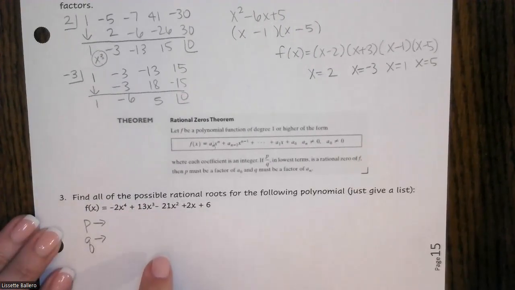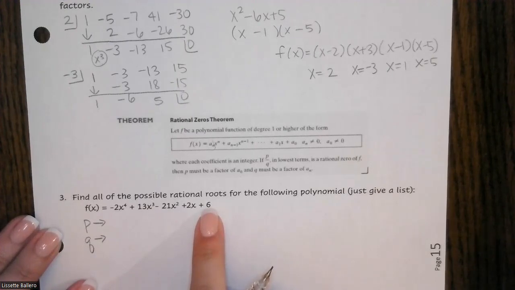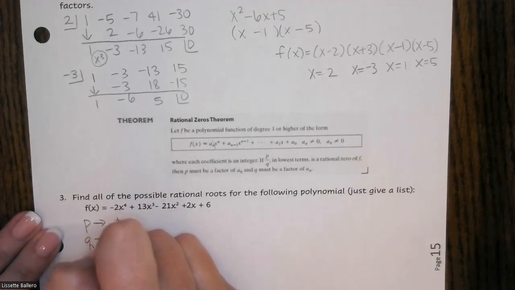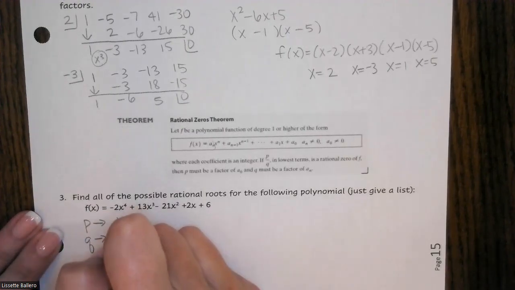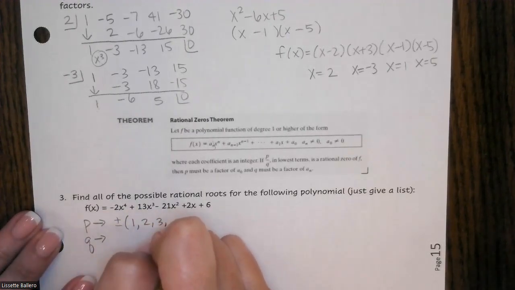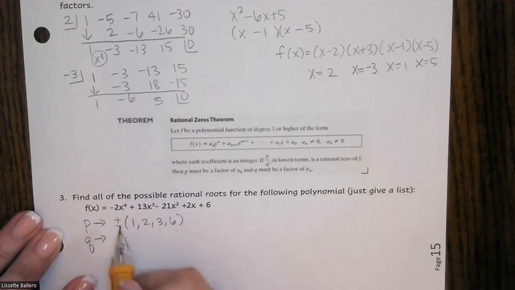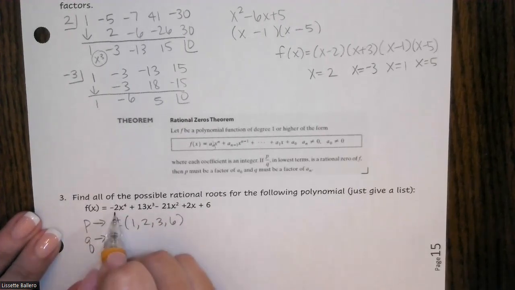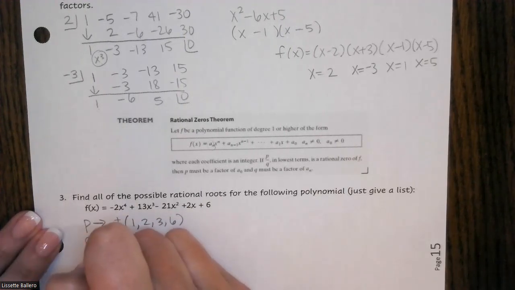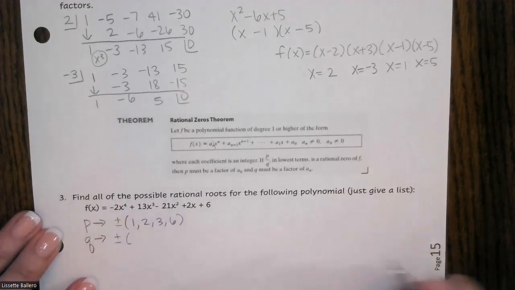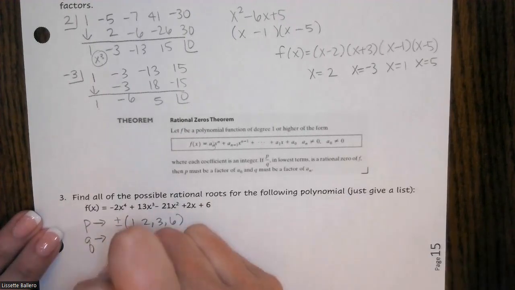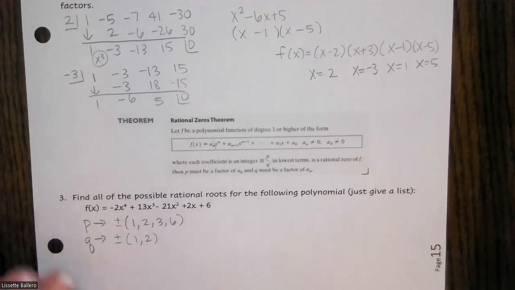And so the p is this constant. It's the factors of that constant. And so to get 6, I would need both the positive and the negative. And that would be 1, 2, 3, and 6. 1 times 6, 2 times 3, those are all of my factors of 6. The q is the coefficient of the highest degree term right here. So that would be -2. This one's a little bit easier. The only factors of 2 is 1 and 2.